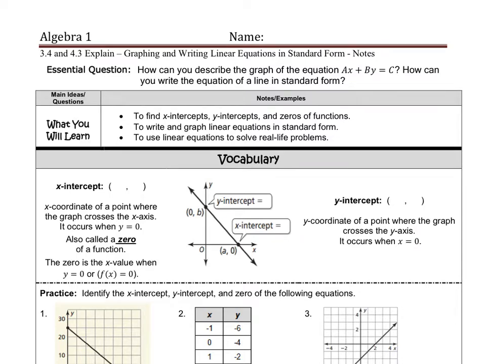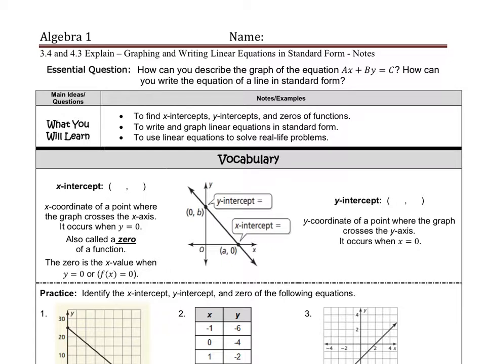Last class, we were working on graphing lines that were in slope-intercept form. And today we're going to look at equations that are in the standard form. So the standard form of the equation is ax plus by equals c. In other words, your x term plus your y term equals your constant. And that's the standard form.